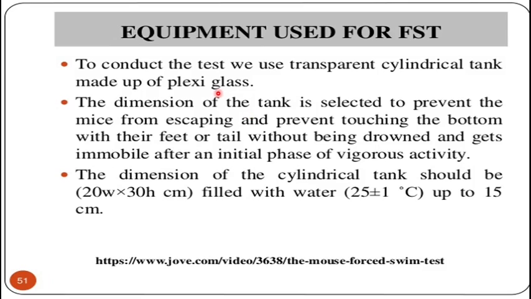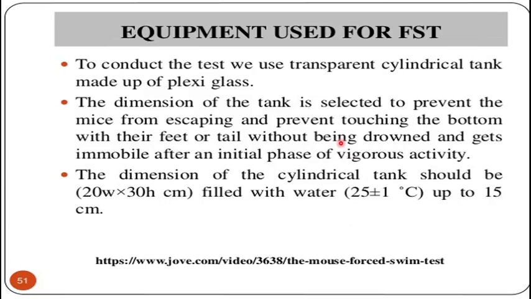Also, you know that in the forced swim test, we take a cylinder, and that cylinder is made of plexiglass, because plexiglass is a resistant, good glass, and there is less chance of damaging it. Therefore, plexiglass is used, and the dimension of the cylinder is 20 by 30 centimeters in height, and the temperature of the water filled in the cylinder is 25 plus or minus 1 degree centigrade.